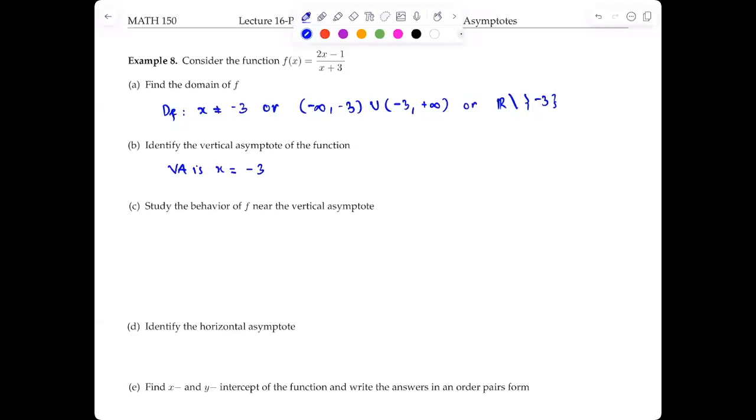So as x approaches -3 from the left, the function approaches positive infinity. That's the first part. As x approaches -3 from the left, f of x is equal to, on the numerator negative, on the denominator also negative. So the function approaches positive infinity.